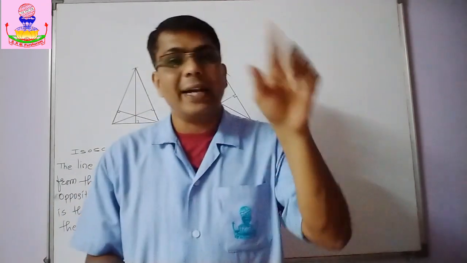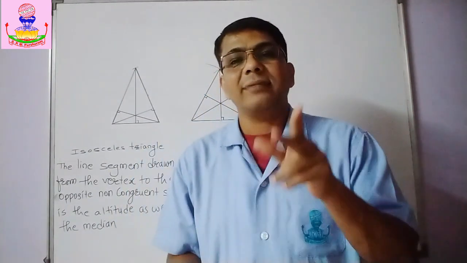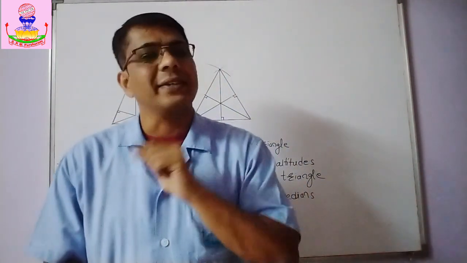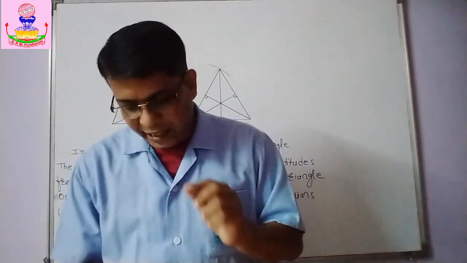So yesterday only we have seen that for a right angle triangle, the two sides which form the right angle are the altitudes of the right angle triangle. So that is the answer. I hope you will write it down if you have not written.